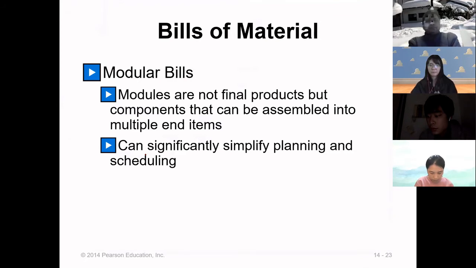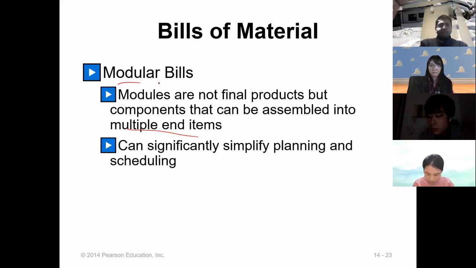Modular builds are not final products, but components that can be assembled into multiple end items. Sometimes we have modular. Modular means bigger assemblies, and you can simplify your planning. For example, today when they produce cars at the production line, they have brake assembly, they have engine assembly. So the engine is assembled, and the assembled engines are immediately installed on the production line. For the engine assembly plants, they have to have their own individual components that are actually being produced.